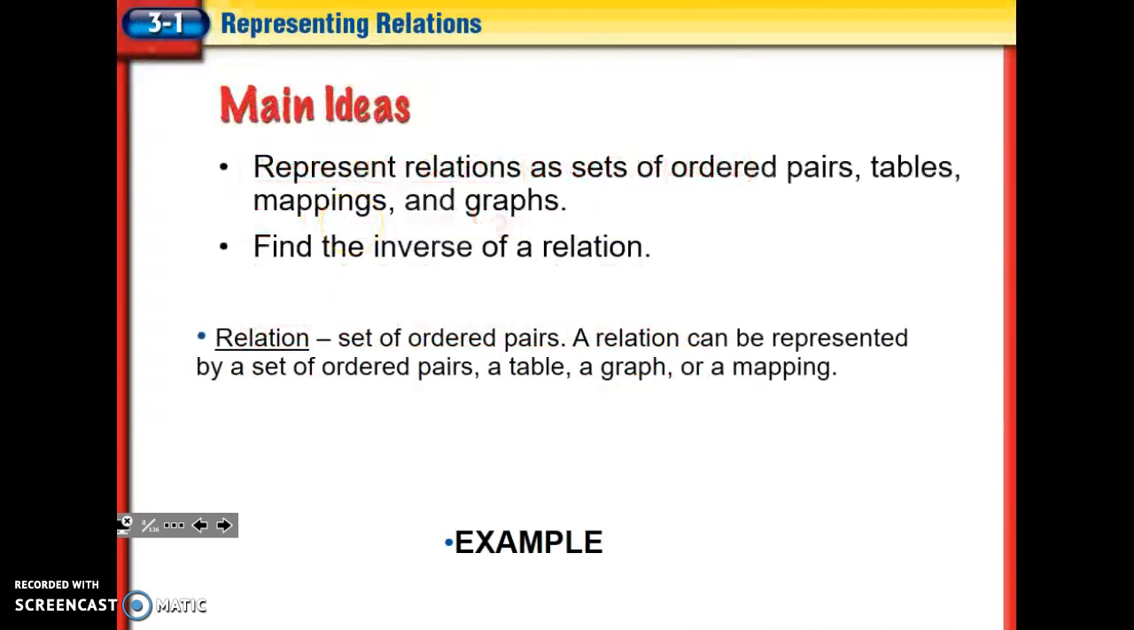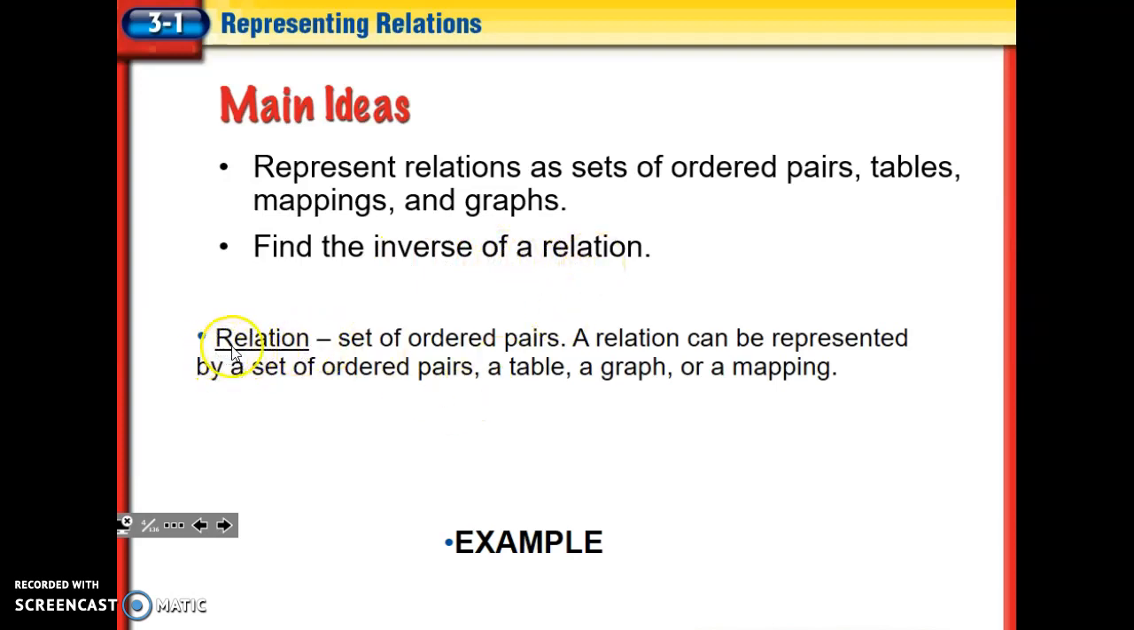Please label the top of your notebook 3-1, representing relations. Pause the video and do this now. Alright, our two main ideas today are we're going to learn how to represent relations as a set of ordered pairs, tables, mapping, and graph. Then we're going to find the inverse of a relation.